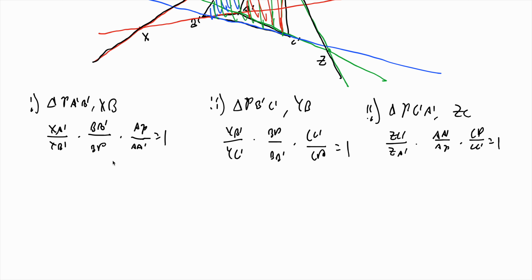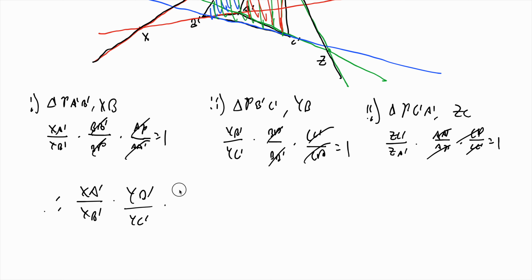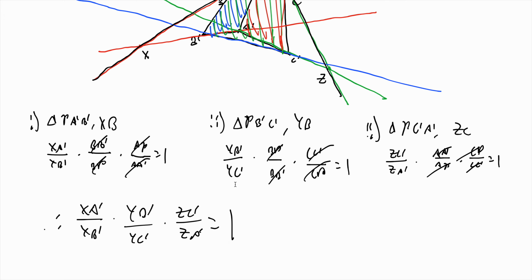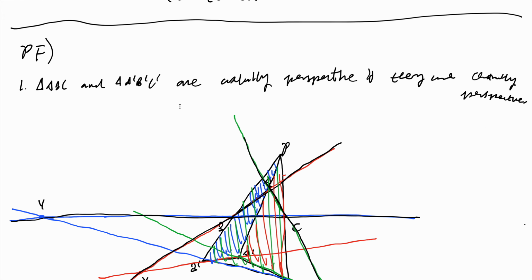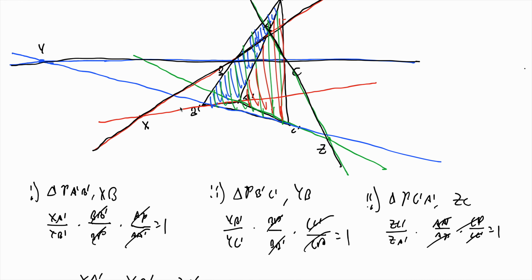And now here, let's multiply these three. If we multiply all of them, we cancel out these two, these two, these two, this one, this one, and that. So therefore, ZC prime over ZA prime equals 1. And does this look familiar? Does it look familiar from here? And yes, I think so.